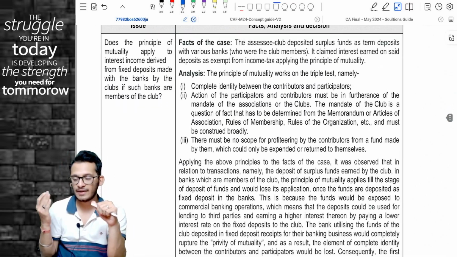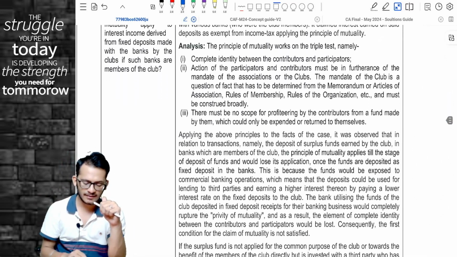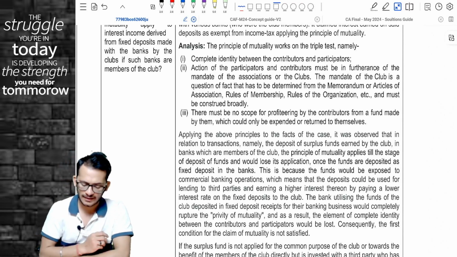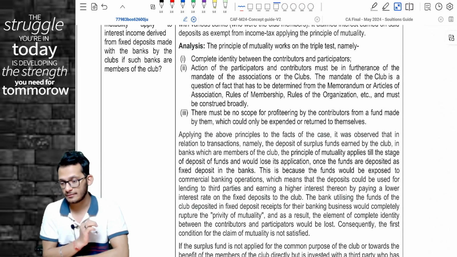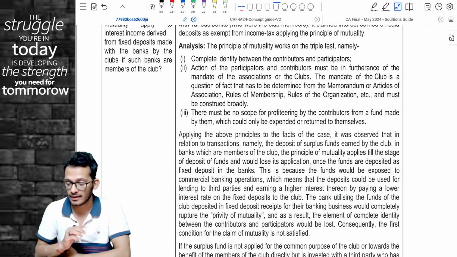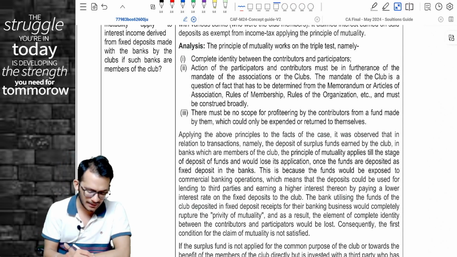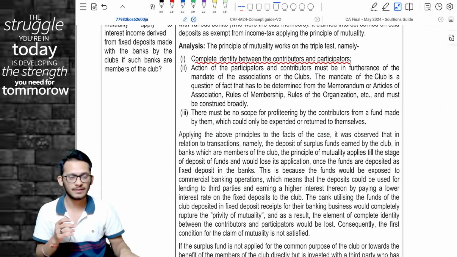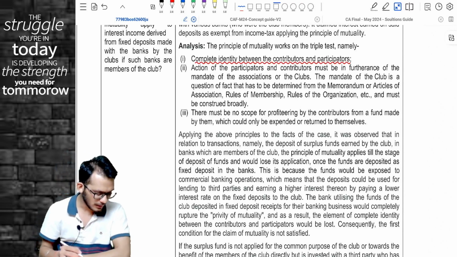Now I've already explained the facts to you, so I'm not going to get into the details. The analysis is as follows. The principle of mutuality works on the following three tests. You have to do a triple test to see whether it's a principle of mutuality. Test number 1, complete identity between the contributors and participators. You should know who is involved with whom.